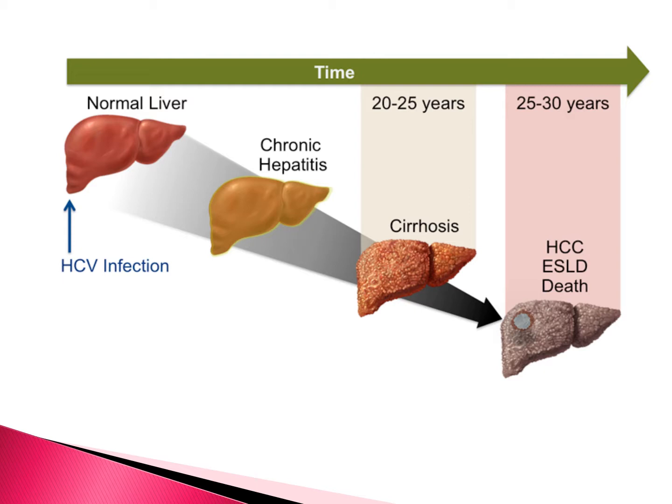Years later, this shows a liver with chronic hepatitis. This is the stage where usually only a liver transplant can help the patient. Next is after the infection has affected the liver for 20 to 25 years, causing cirrhosis of the liver. And the last liver you see here is after 25 to 30 years of infection, causing hepatocellular carcinoma, the end stage of liver damage, causing death.